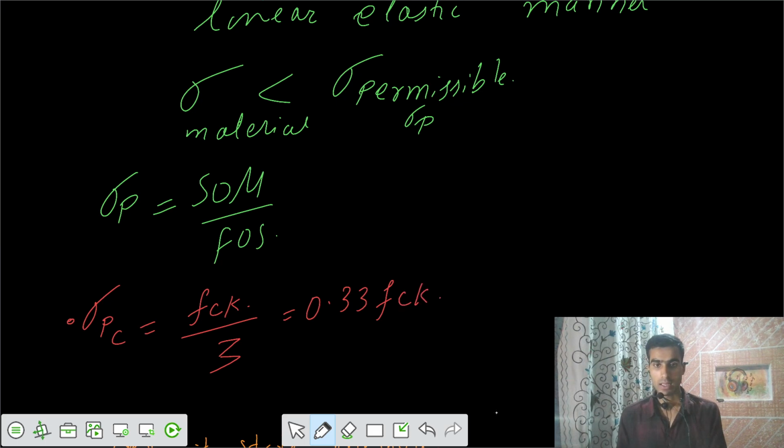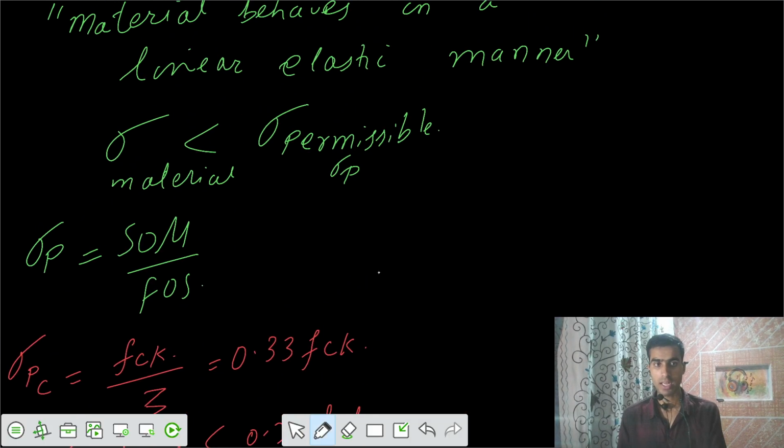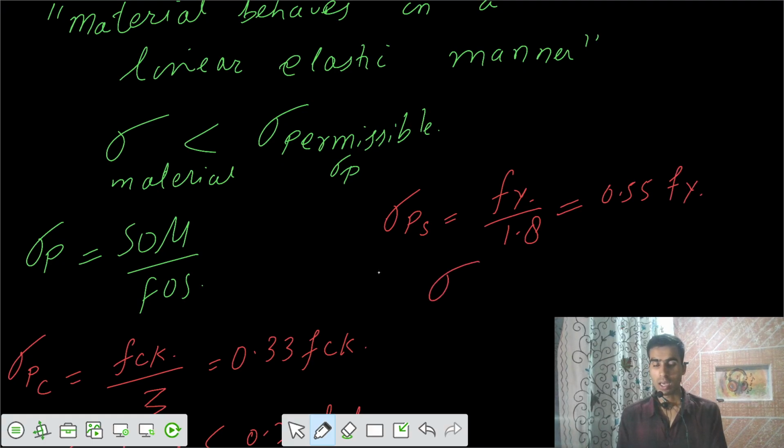So in this WSM, the stresses in your concrete material should be lesser than 0.33 times FCK. Similarly for the second material, steel, sigma permissible equals its yield strength divided by a factor of safety, which for the material is 1.8, so the permissible value equals 0.55 Fy. That means the stress developed in the material should be lesser than 0.55 Fy. This is your first method, the working stress method.